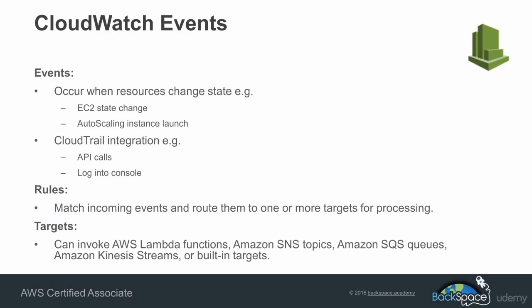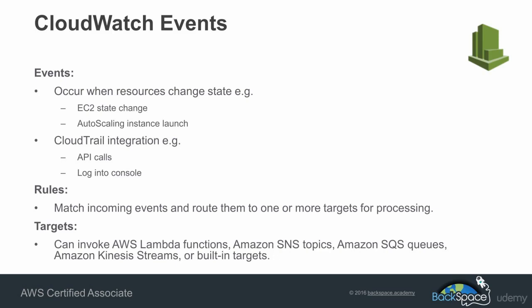So again, CloudWatch needs to know an event that it needs to be alerted to and how to route those to the appropriate target for processing. That's where rules come along, where we define the rules for CloudWatch to generate an event when that situation occurs. And that will route them to one or more targets.